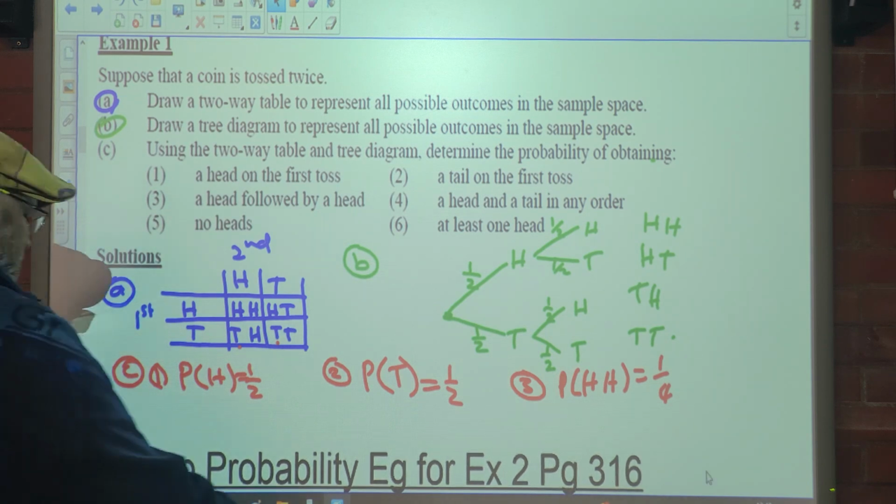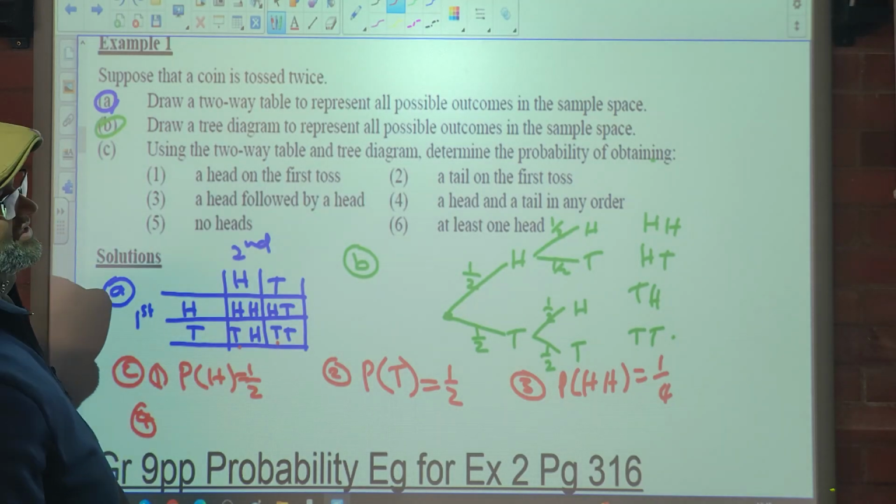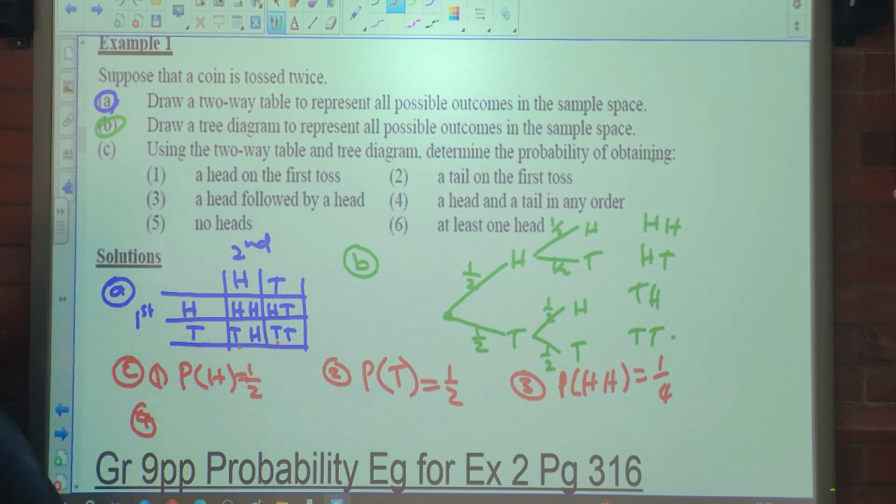Number 4. A heads and a tails in any order. Heads or tails in any order. Heads followed by tails.